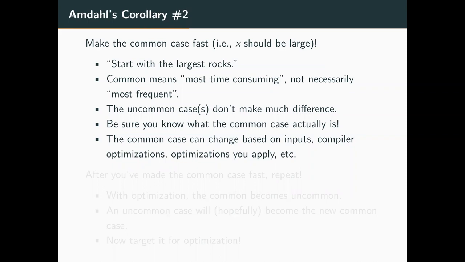Another way of thinking about this is to start with the large rock. If you're cleaning up your file system, for example, because you're running out of disk space, you should go for the big stuff first. You shouldn't start deleting small PDFs out of your documents folder. You should target your VMs or whatever. And it's the same idea here. We need to start with the large stuff first.